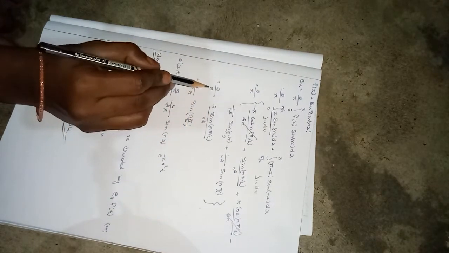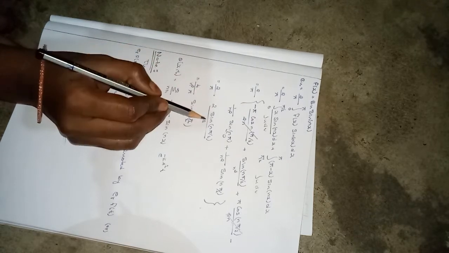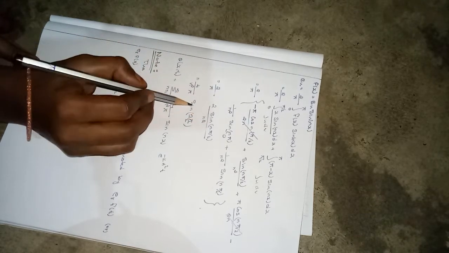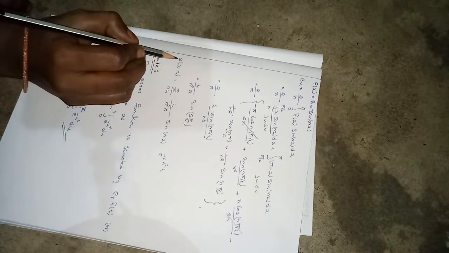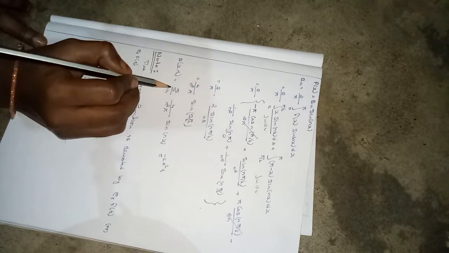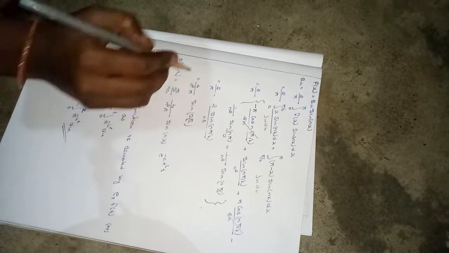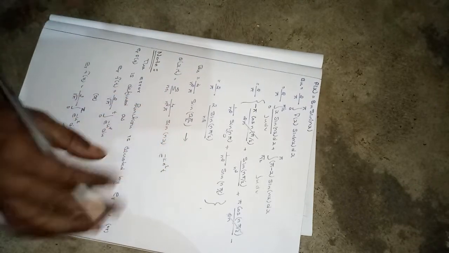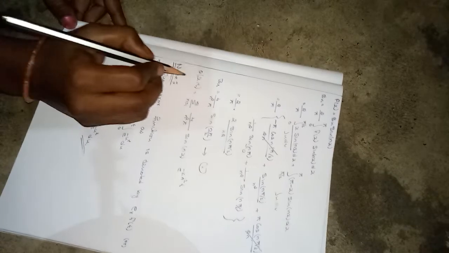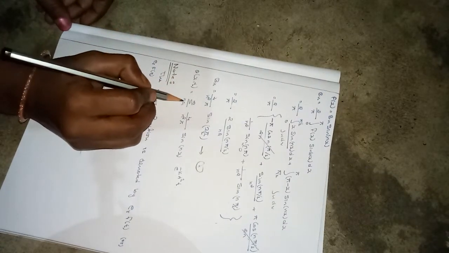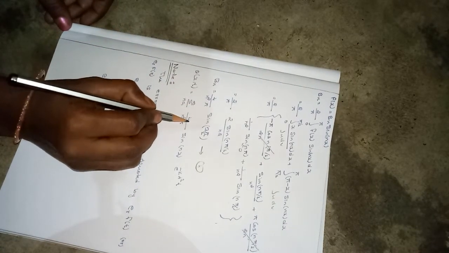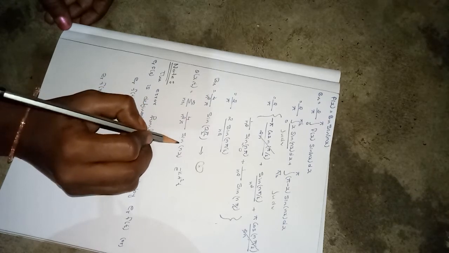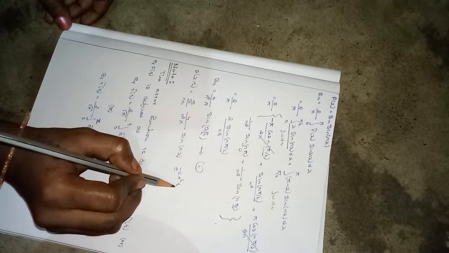2 by pi will be the same. 2 into 2, 4 by pi n square. So n square into pi, sin n pi by 2. Now our theta of x comma t, this is the bn value. Applying this value in theta of x comma t, we get summation n equal to 1 to infinity 4 by n square pi into sin nx e power minus k lambda square t.